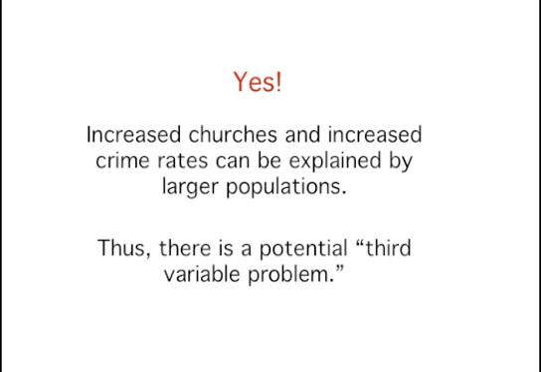Yes. A major flaw is that both increased churches and increased crime rates can be explained by larger populations. In bigger cities, there are both more churches and more crime. This problem, which we will discuss in more detail in a later chapter, refers to the third variable problem. Namely, a third variable can cause both situations. However, people erroneously believe that there's a causal relationship between the two primary variables rather than recognize that a third variable can cause both.